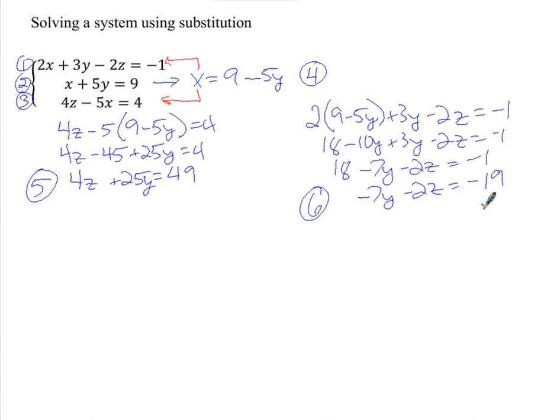So now what I want to do is try to solve one of the equations for another variable. Take a look at the equations and see if there's one that's easy to solve for. My new system is 4z plus 25y equals 49, and negative 7y minus 2z equals negative 19. Now when I write that down, notice that I don't have my variables stacked up. It's not that big a deal because I'm using substitution here.